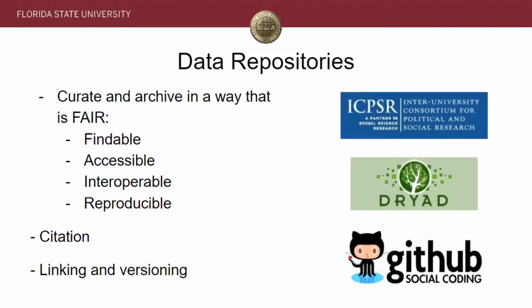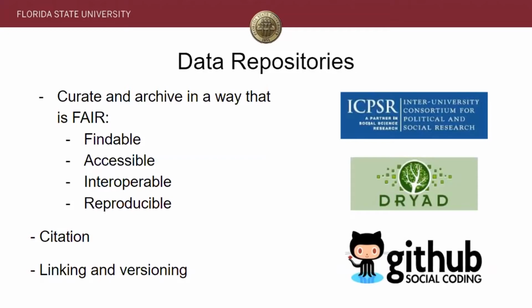So findable: the data and any supplementary materials have sufficiently rich metadata or documentation and a unique and persistent identifier. Accessible means that the data is understandable to both humans and machines, since much of our data is read on instruments or computers or digital formats, and that data is deposited in a trusted repository.